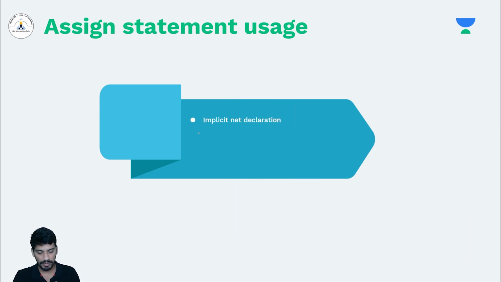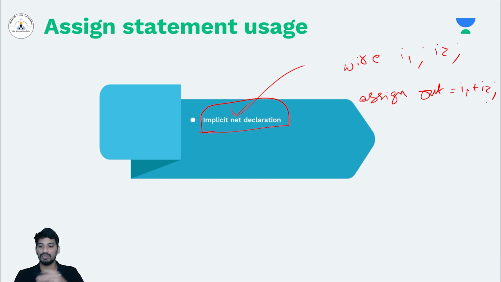Now let's see what is implicit net declaration. What does this mean is you don't need to declare the net also. You can directly assign and the Verilog will convert the assigned variable to a net data type, because as I already told, the characteristics of assign statement is the left hand side is always a net. So let's take an example. Let's take my two wires I1 and I2 are my inputs, and I assign my out is equals to I1 plus I2. So what does this mean?